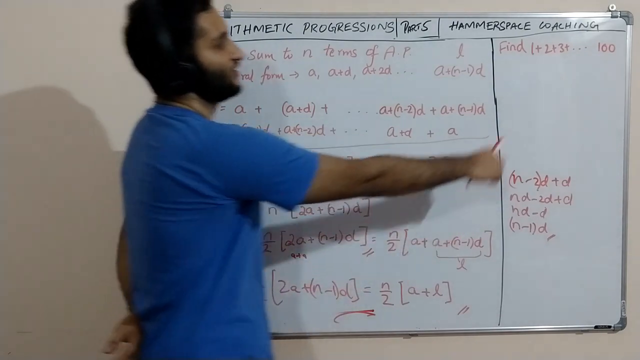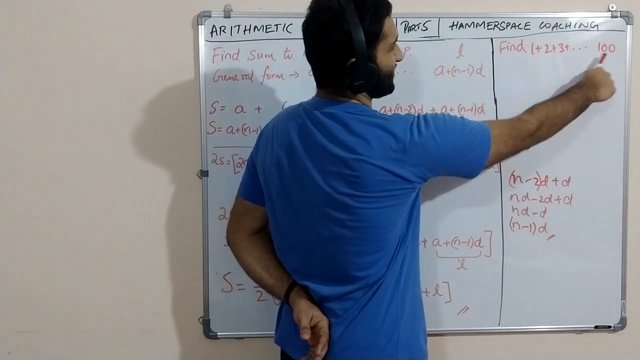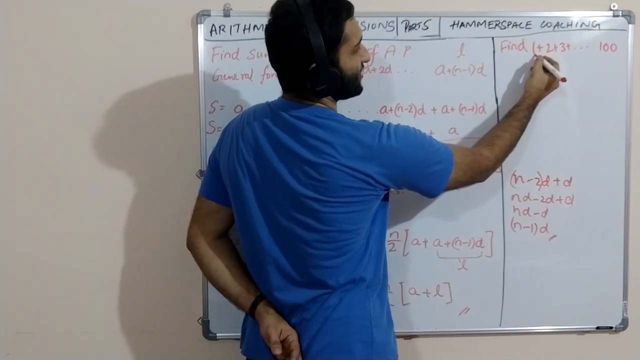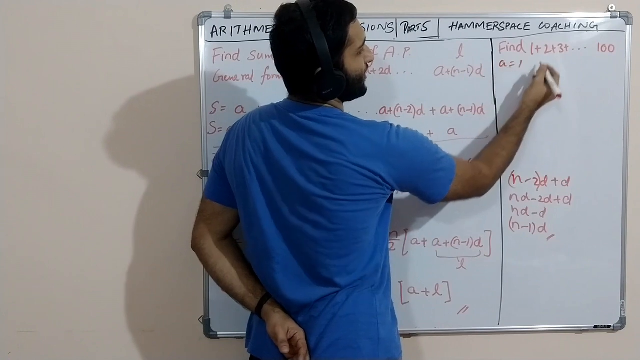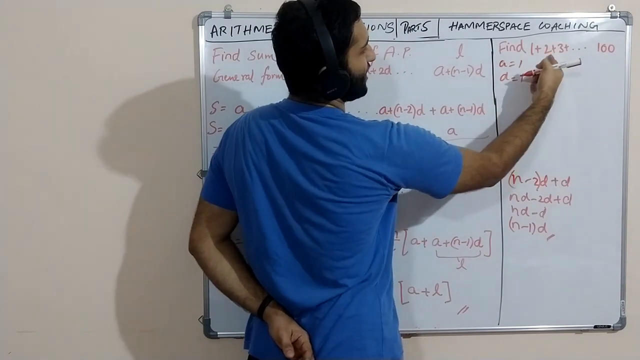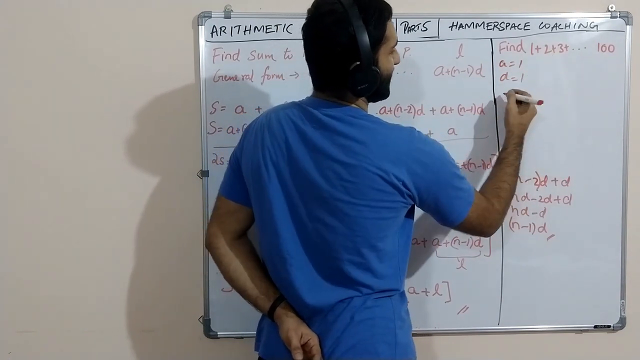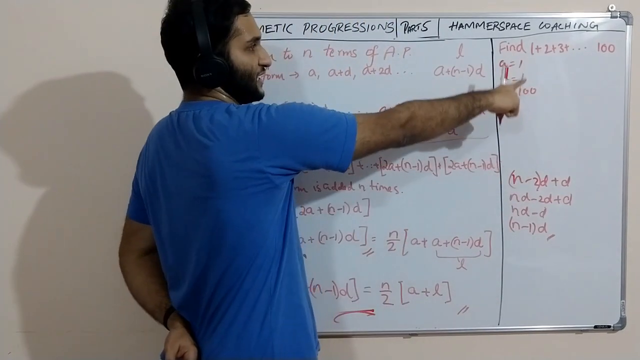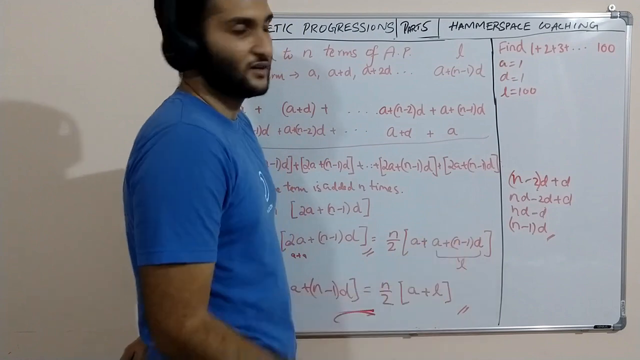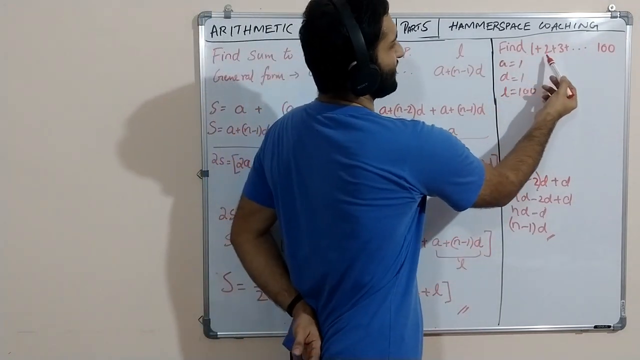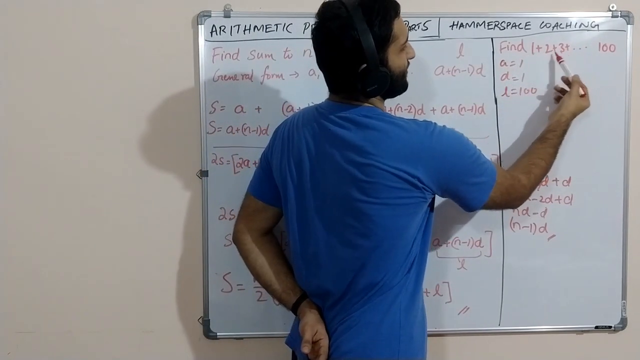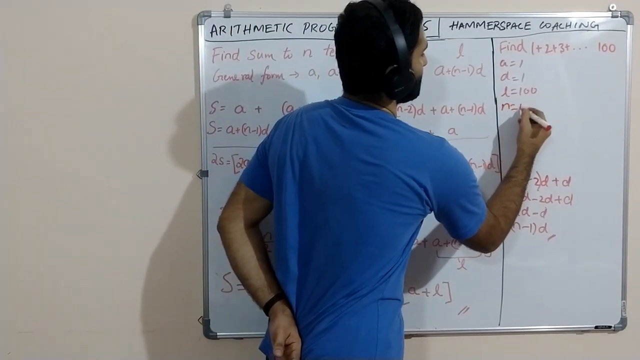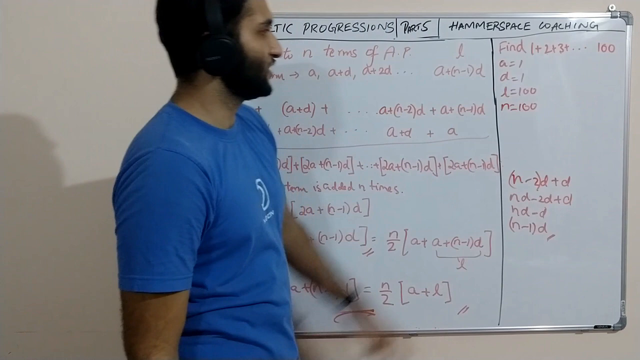Let us solve this question. Find 1 plus 2 plus 3 plus up to 100. So now this is an AP because a equals 1 and d equals again 1, 2 minus 1, 3 minus 1, and last term L equals 100, because you can see the last term is 100. And what is n? There are n number of terms, and you can see that 1 plus 2 plus 3 up to 100 is 100 terms. So n equals 100. So we know these things.